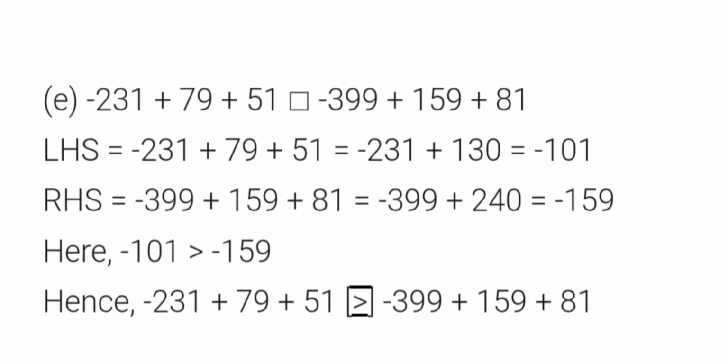Next is E. Minus 231 plus 79 plus 51. This is the left hand side part, when you solve this number we will get minus 101, and in right hand side minus 339 plus 399 plus 159 plus 81. When you solve we get minus 159. Here minus 101 is greater than minus 159, hence in this box we will put the greater than symbol.